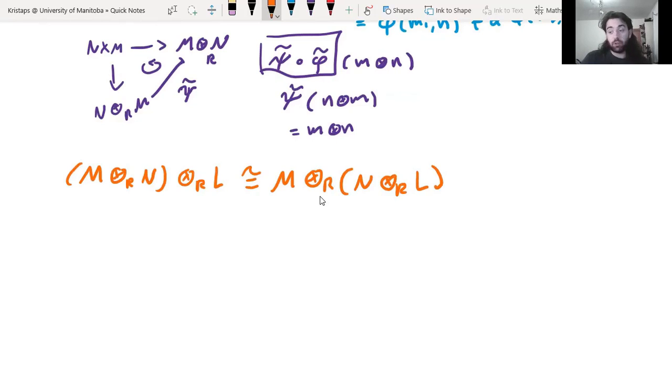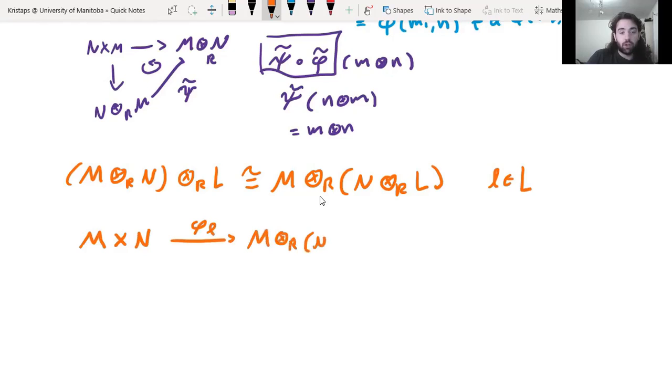And we're going to take a similar approach here. I'm going to start by looking at just M cross N, and I'm going to define a map. For each little l in big L, I'm going to define a map phi sub L, which is going to take us into M tensor N tensor L.